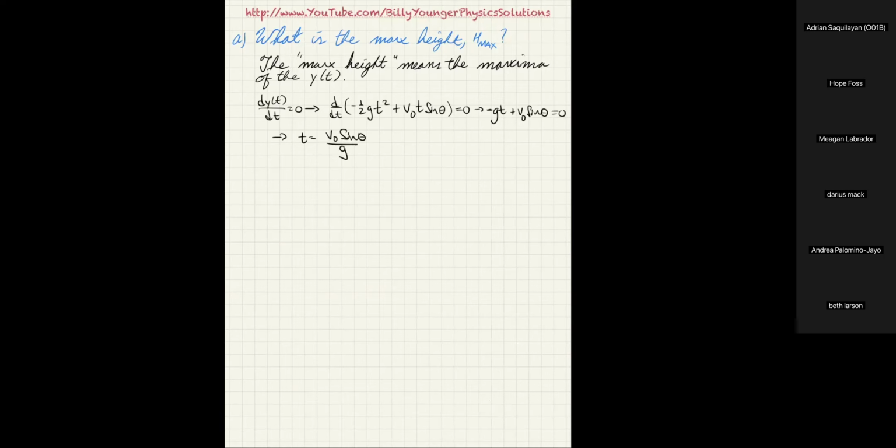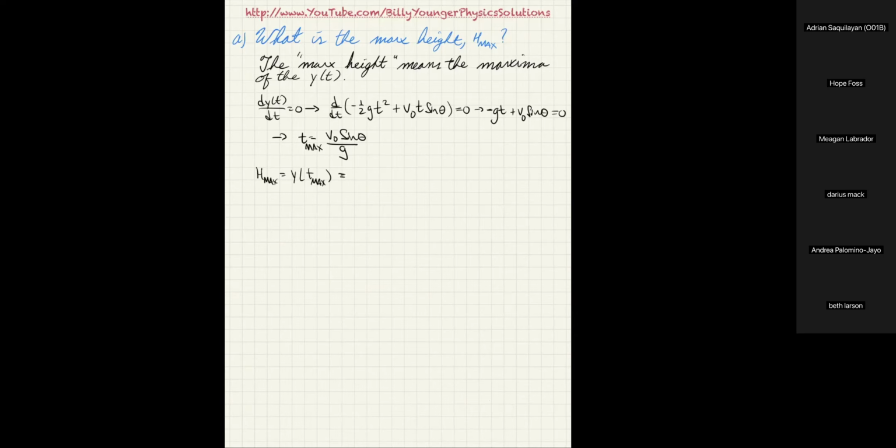Notice when I pull the gt to the other side, it becomes positive. Then I divide both sides by g, and that gives me t on one side and v0 sine theta over g on the other. Now I plug that in, because h max, what we're looking for, is just y of t max. And I just called that t max, meaning the time at which maximum height occurs. It's not the maximum time. It's not the time that it's in the air or anything like that.